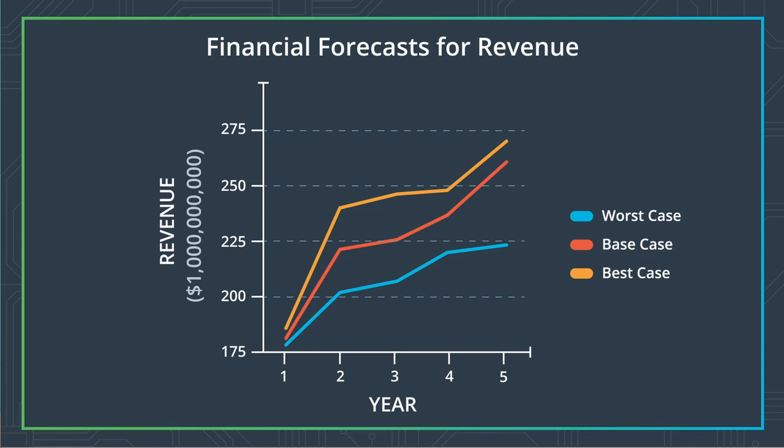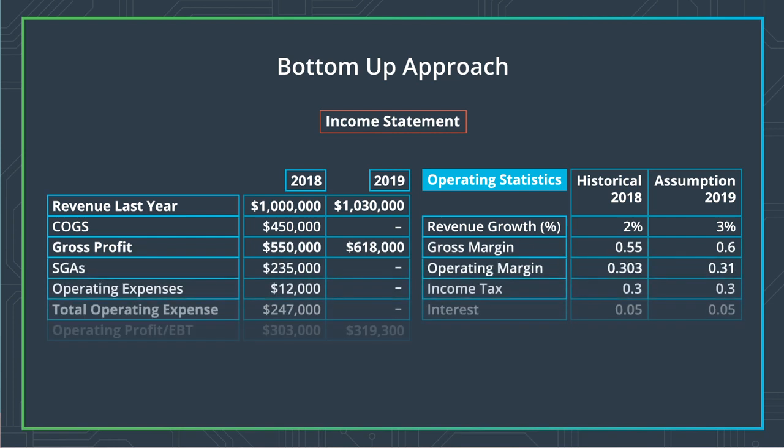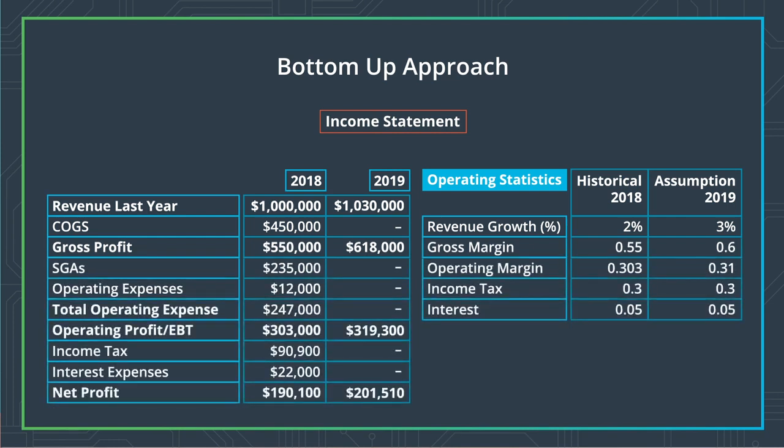Let's look at a sample income statement that uses a bottom-up approach to forecast out revenues and net income. For instance, we start with the historical data. For example, last year's income statement metrics. Then we use these historical numbers to calculate out margin metrics, as well as historical income tax rates and interest expenses.